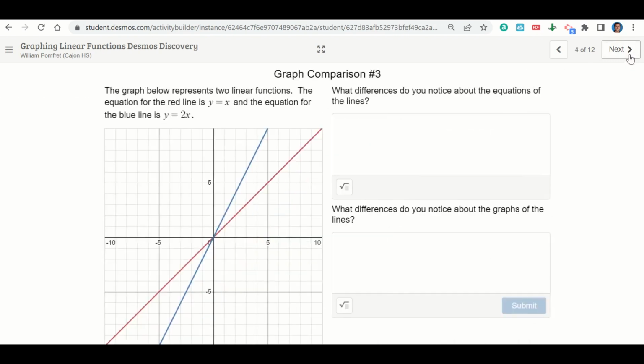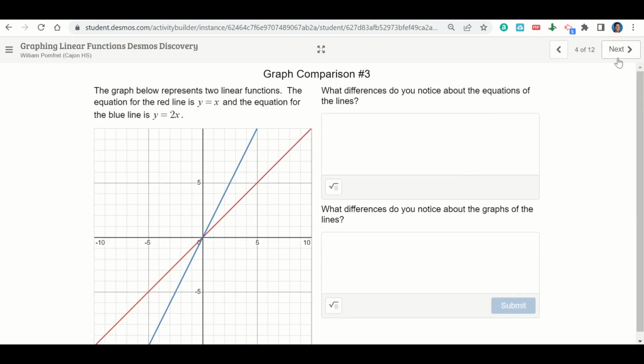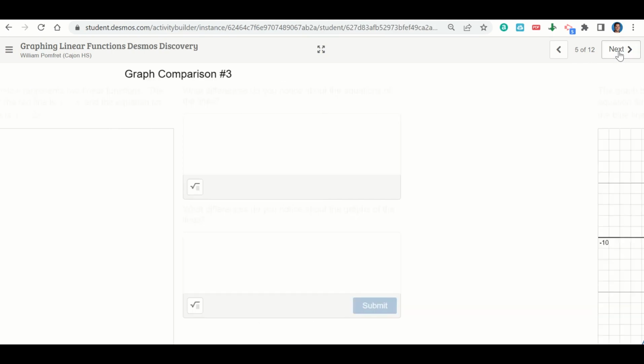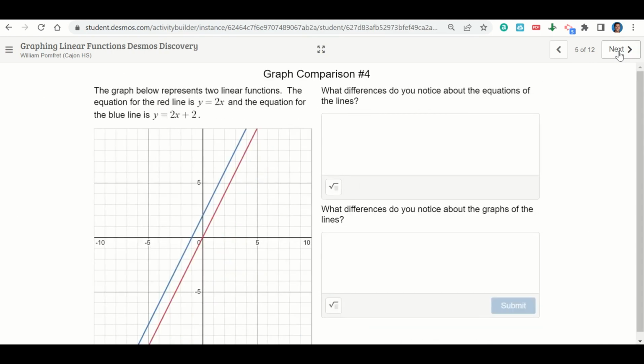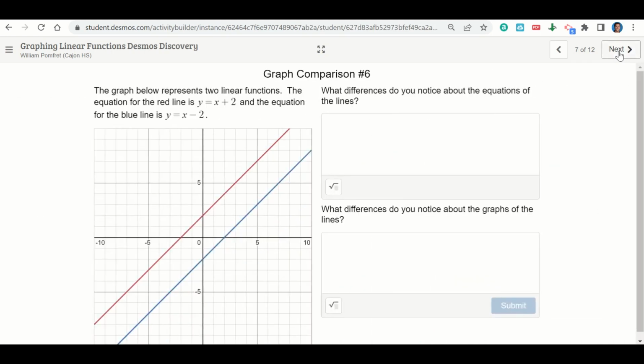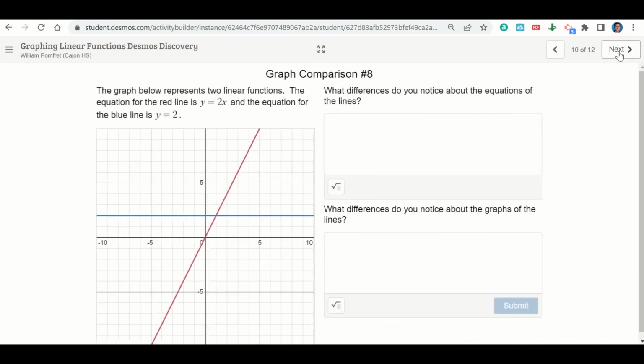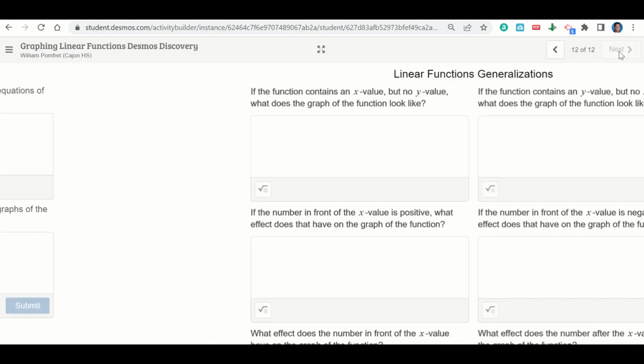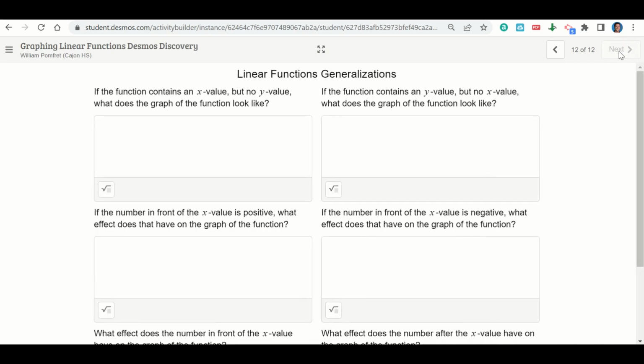And then you'll click Next again, and you'll answer that for each of these. You'll take a look at all these different linear equations and decide what the differences are in their equations and the differences in their graphs. So you'll answer each of these. And then when you get to slide 12, you're going to make some generalizations, some observations.